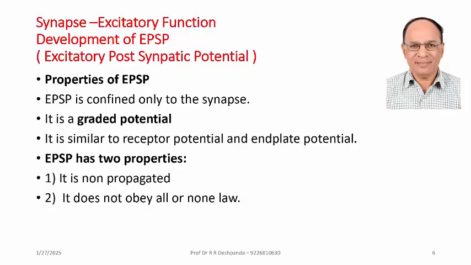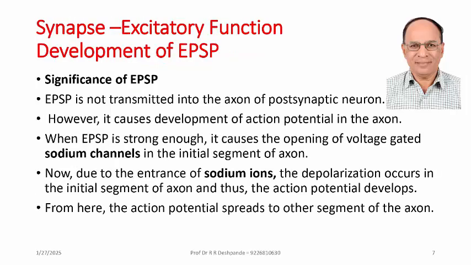Now I am moving further. Slide number 7. Just wait and see what is there. Significance, that is importance. EPSP is not transmitted into the axon of the postsynaptic neuron. However, it causes the development of action potential in the axon. When EPSP is strong enough, it causes the opening of the voltage gated sodium channels in the initial segment of the axon. Now, due to the entry of the sodium ion, the depolarization occurs in the initial segment of the axon and thus the action potential develops. From there the action potential spreads to the other segment of the axon.